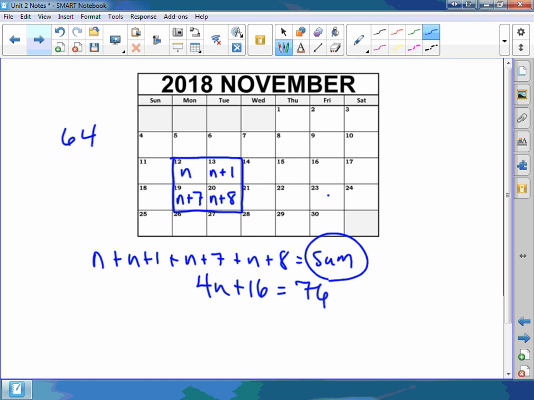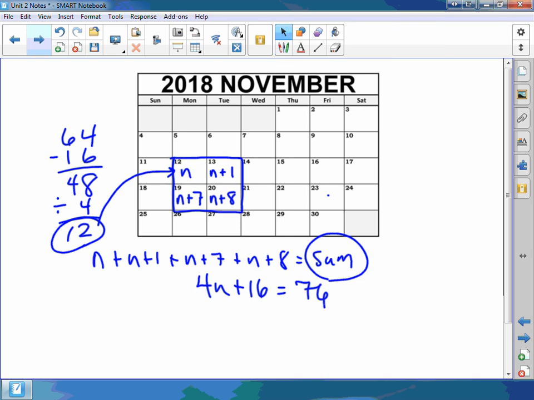And take away 16, 48. Divide that by 4, gives me 12. So there's my start date, which is actually what the first date is, 12. So then I knew it's 12, 13, 19, 20. Okay? Something different, just something that you could use or show people, but that would work every single time as long as they create a 2 by 2 square.